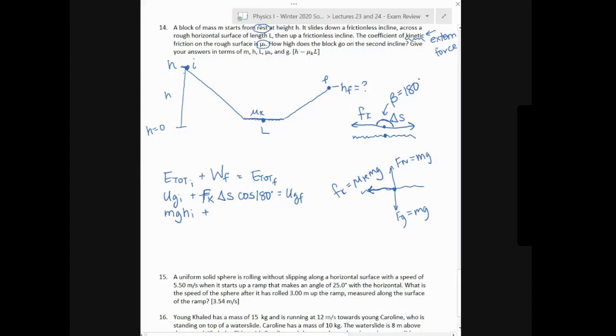Okay, so the force of kinetic friction is the coefficient times the normal. And we said the normal has to cancel out with the force of gravity, so it equals mg. Okay, so now we know what to put in for Fk. So it equals mu k mg times delta s. And what's cos of 180?